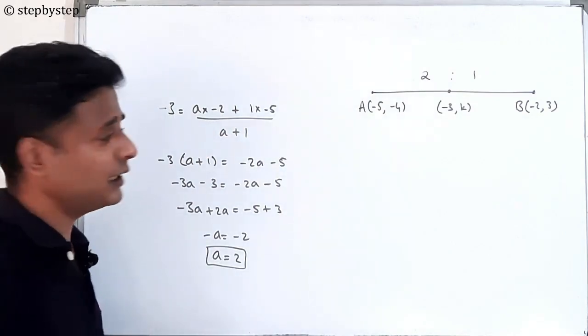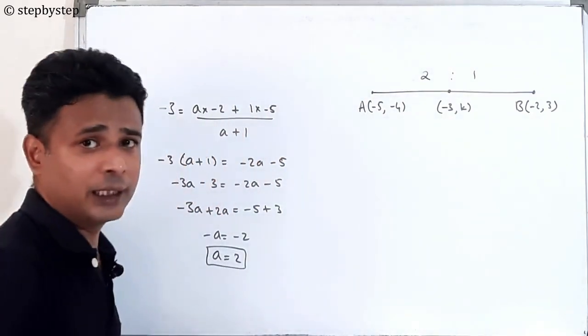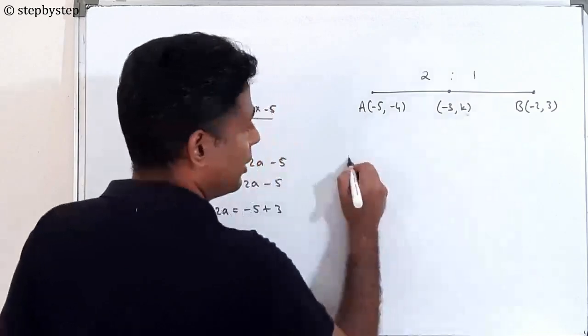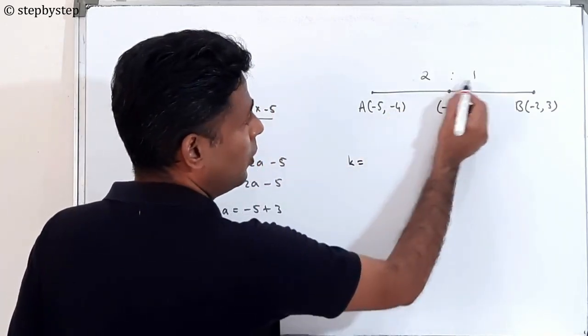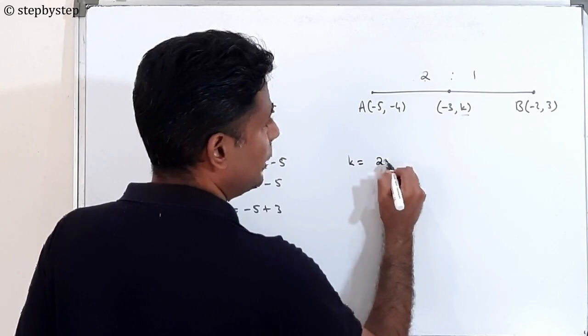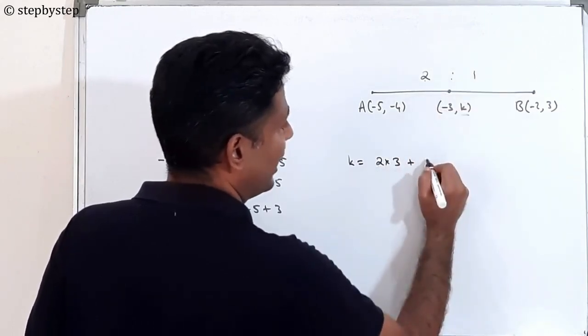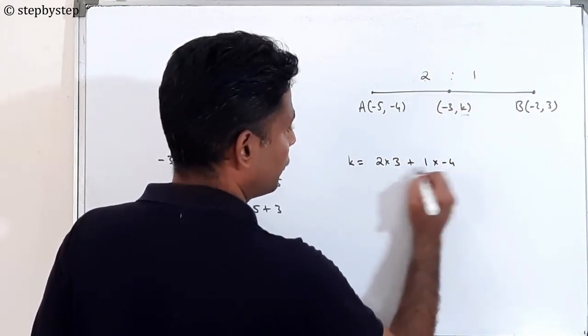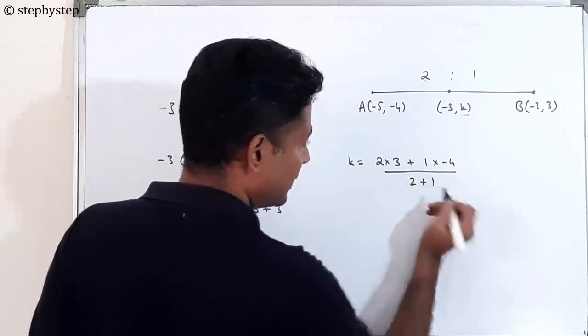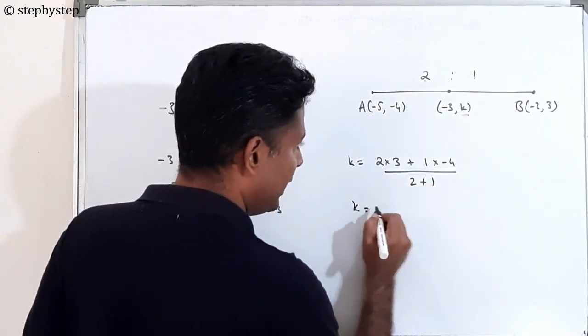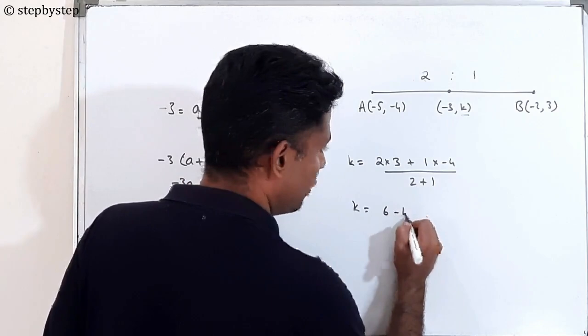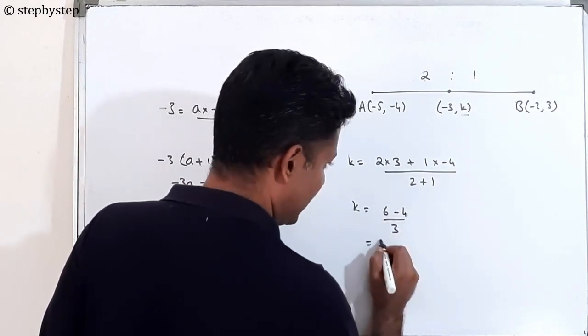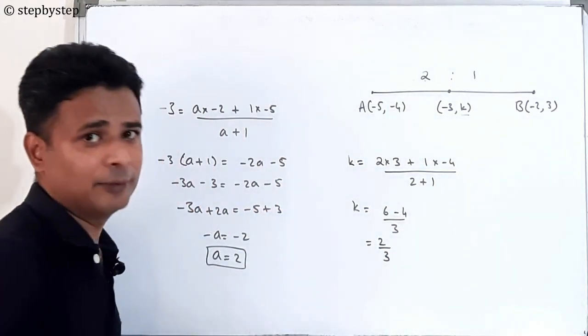So now we have found the ratio. Now we can find the value of k. k is the y coordinate. So the y coordinate equals m y2, that is 2 into 3, plus n y1, that is 1 into minus 4, by m plus n. So we get k equal to 6 minus 4 by 3. So k is 2 by 3.